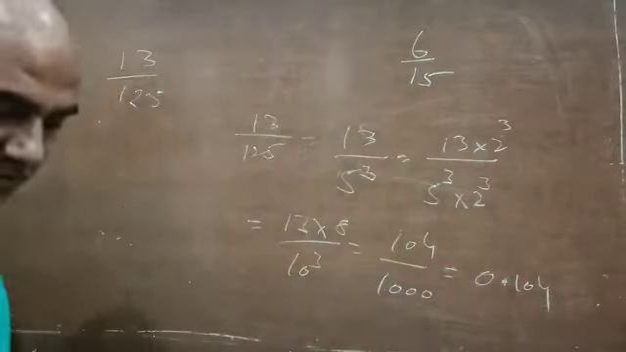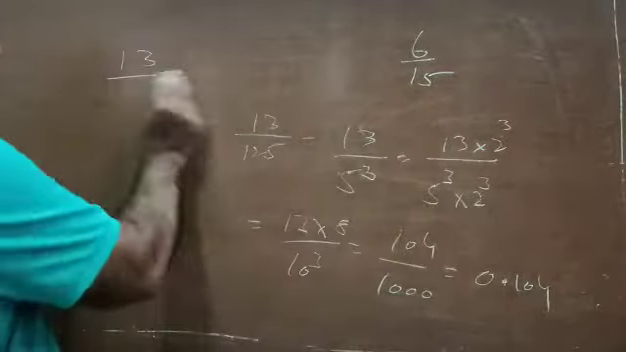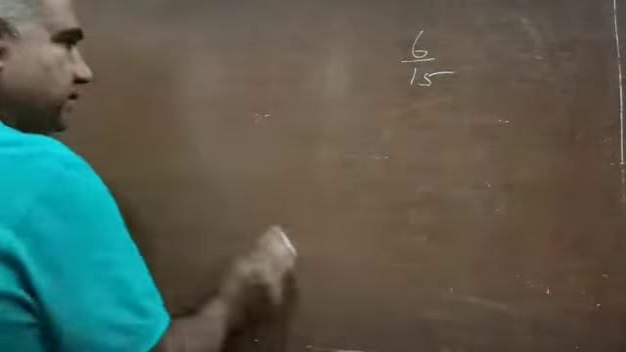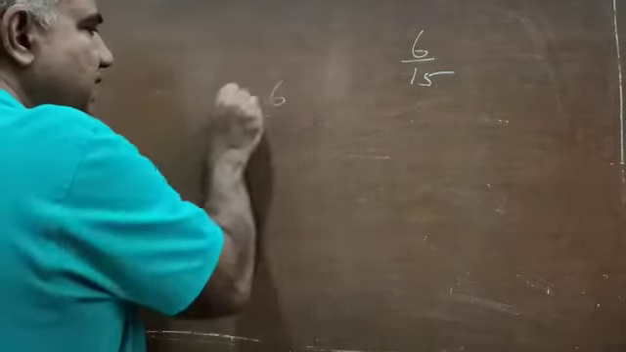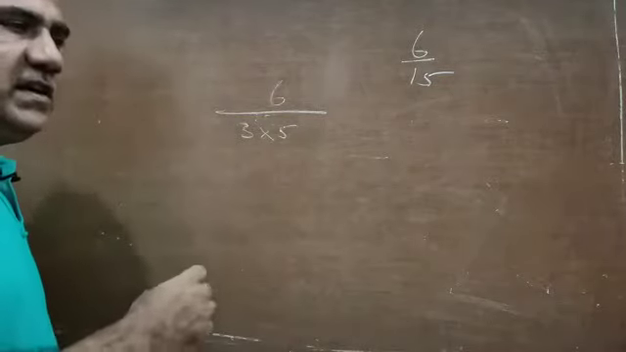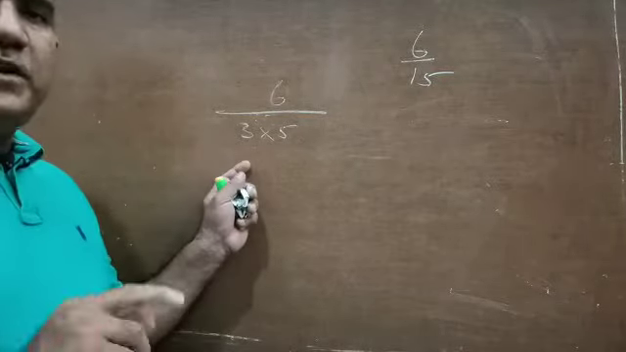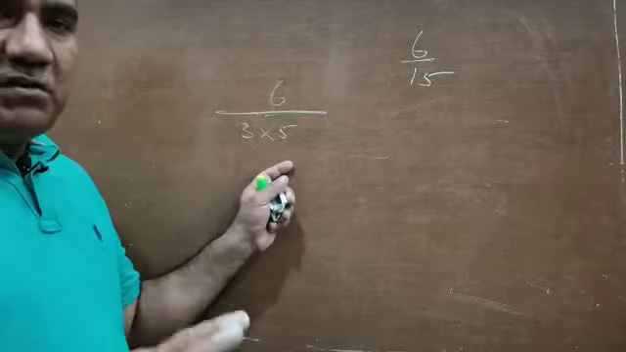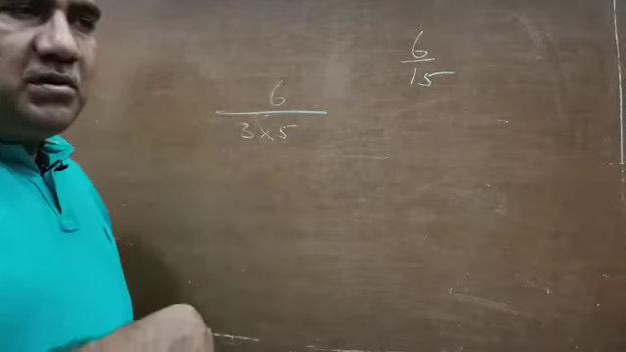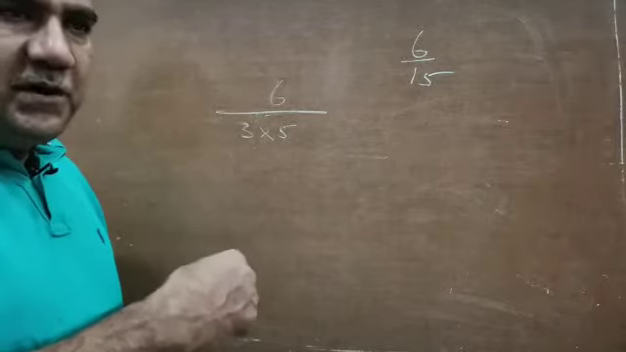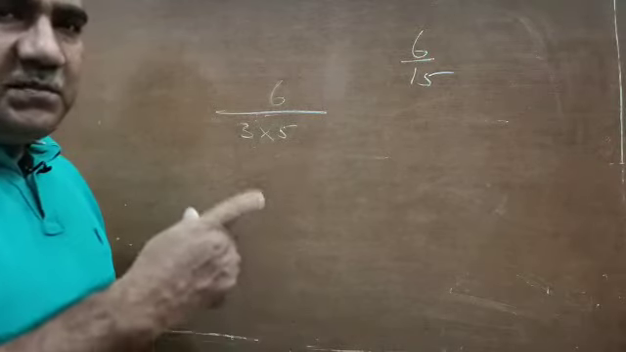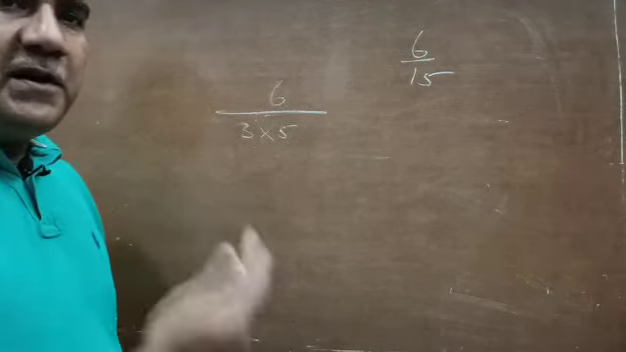Now let us see what about the decimal expansion of the number 6 upon 15. If I write here 6 as 3 into 2 and 15 as 3 into 5, and simply look at the denominator, it contains a number other than 2 and 5. 5 is there, but 2 is not there, and in addition there is another factor. So if we simply look, when the denominator is not of this type, then the decimal expansion of this rational number should be non-terminating but repeating.